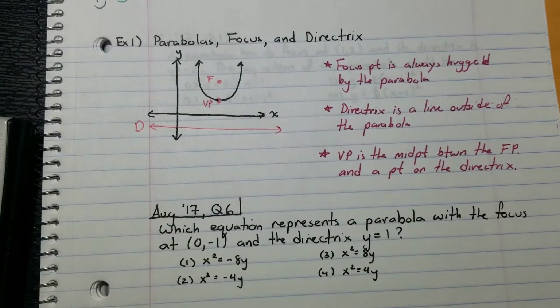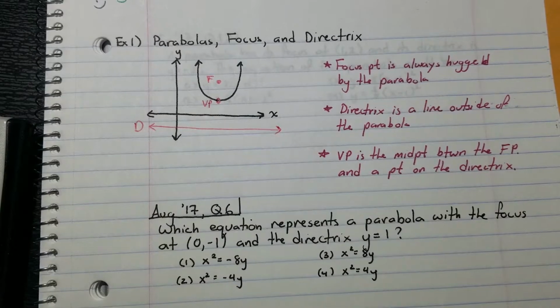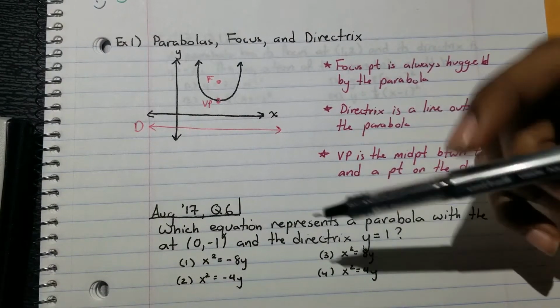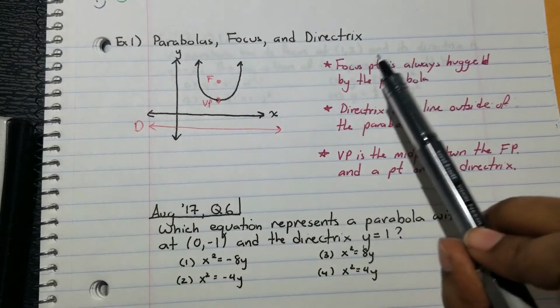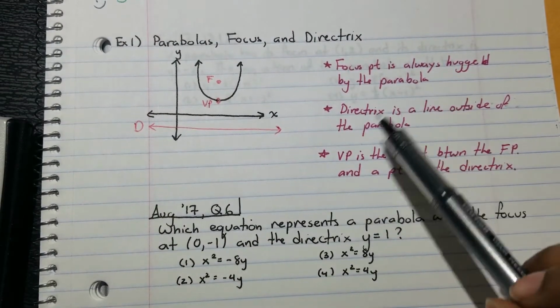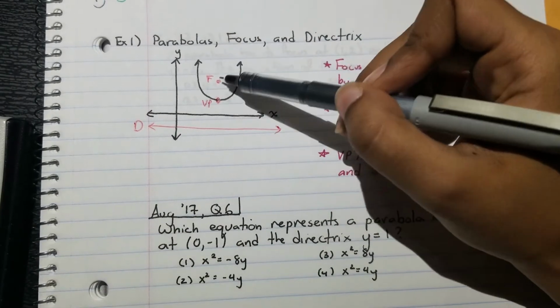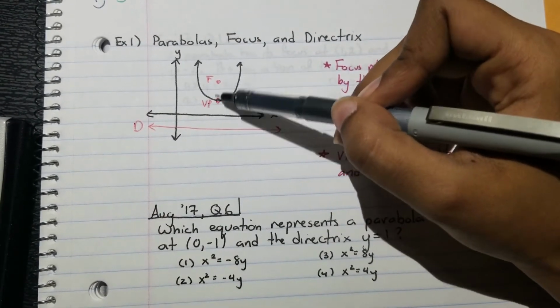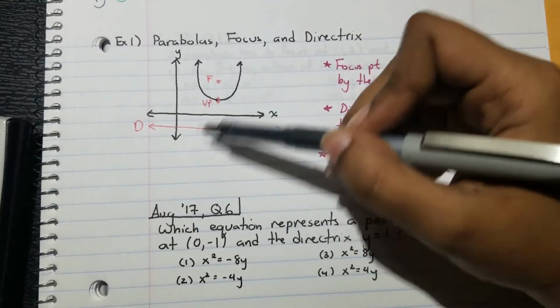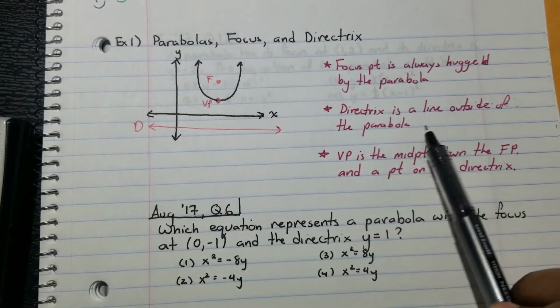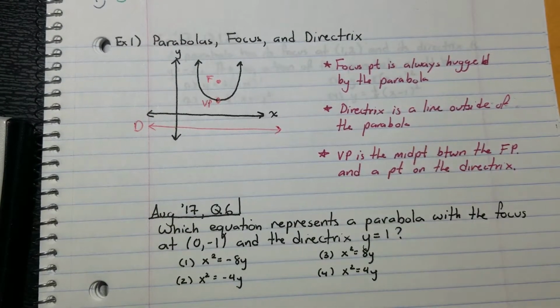Hey everyone, so today we're going to go over how to solve problems that involve parabolas' focus and directrix. What we want to keep in mind is a few things. We want to keep in mind that the focus point is always within or hugged by the parabola. So if it's facing up, the focus point is above the vertex point. If it's facing down, the focus point is beneath the vertex point. And the directrix is always some line that lies outside the parabola.